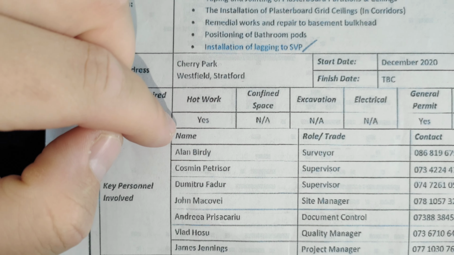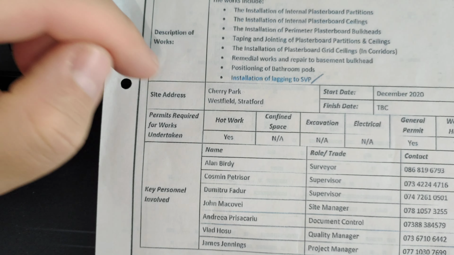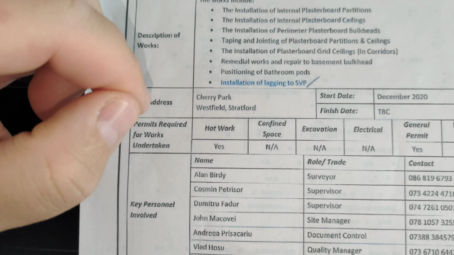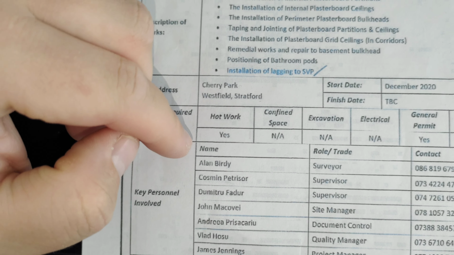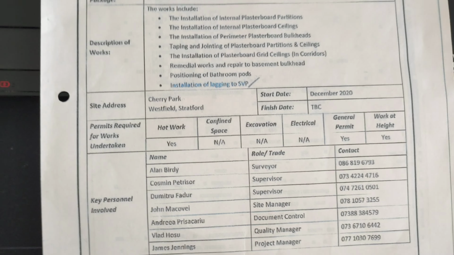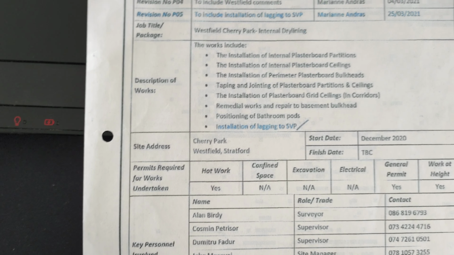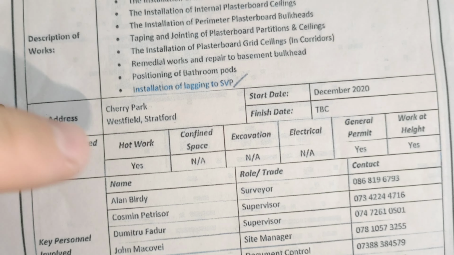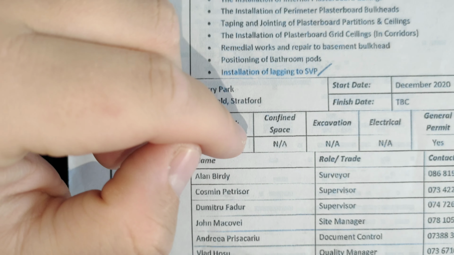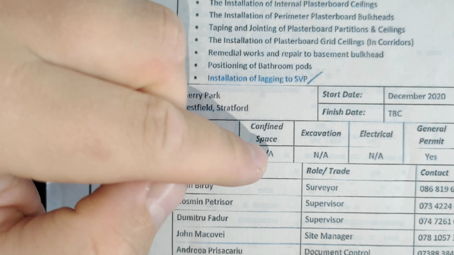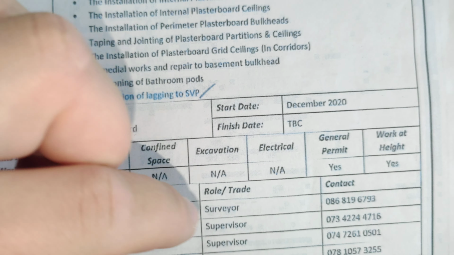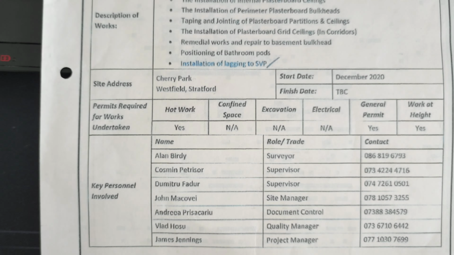For example, yes, we do some hot works, for example, with some grinders, you know. Sometimes we can cut something, so yes, we definitely need hot works, but mainly our people are using the circular saws, you know, to cut some plywood, to install some metal. Confined space, no, because we don't have the confined spaces there, and even if we do, we're not using them. Excavation, no. Electrical, no, we're not doing these works. General permit, we do need to hold. Working at height, sure, yeah.